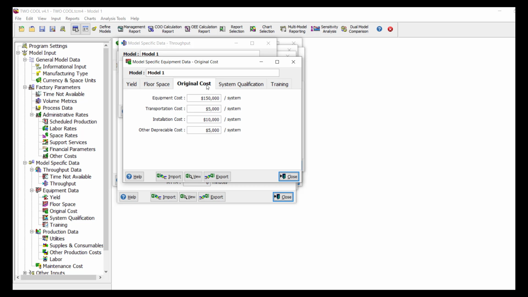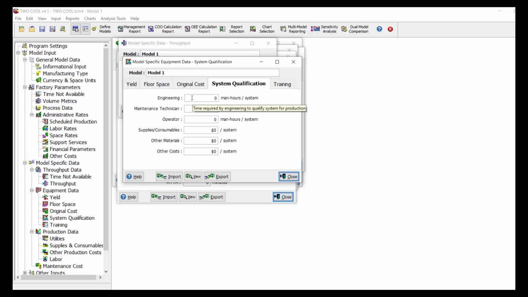System qualification deals with the time and materials spent on bringing in a new piece of equipment before it can be put into production. These values need to be allocated over the total number of pieces of this type of equipment being brought in if you're not qualifying each piece. I see in your case that you qualify every piece of equipment, so let's update that data.